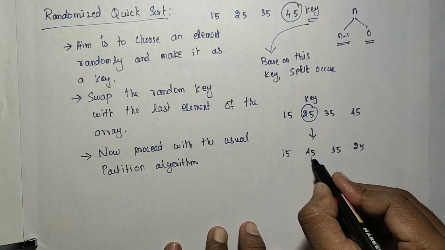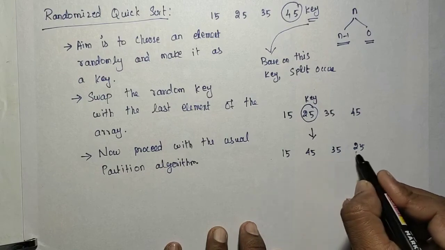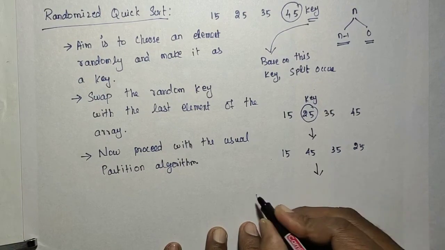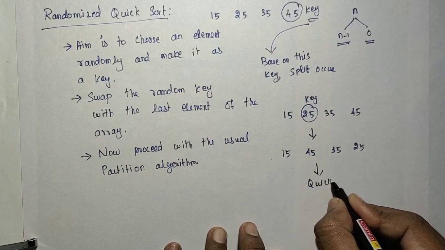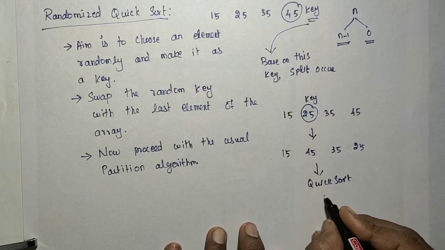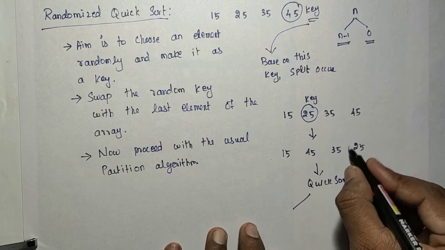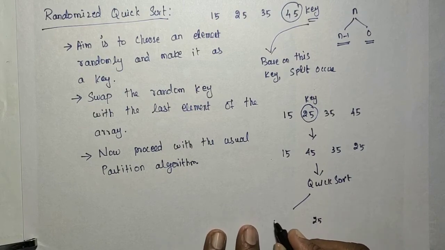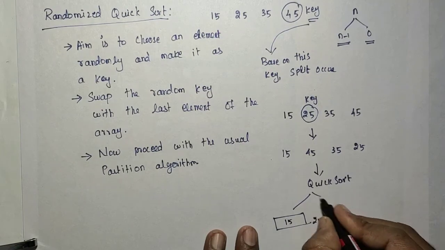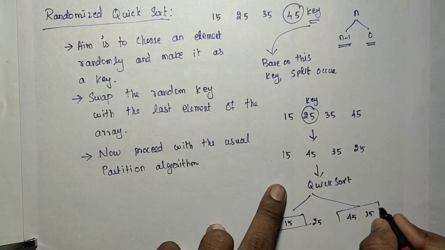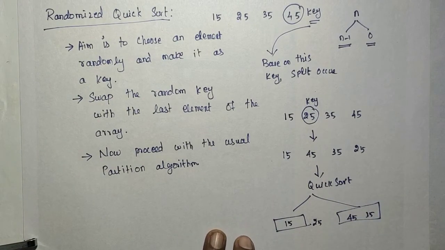Like that, one swapping is done before that. The key gets swapped, so that this is the last element. Now if you apply the normal quicksort algorithm, we will get the sorted elements. It means the partition will happen based on 25: 25 in the middle, 15 on the left side, and 45 and 35 on the right side. Like that it will proceed.